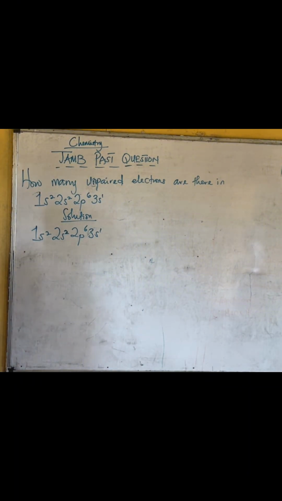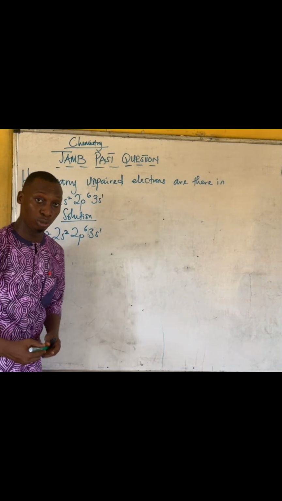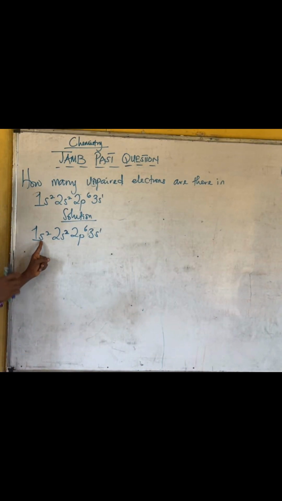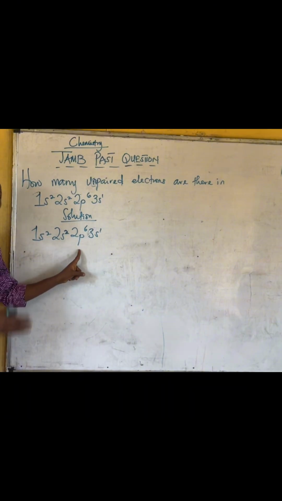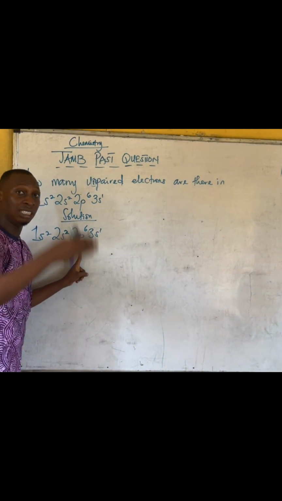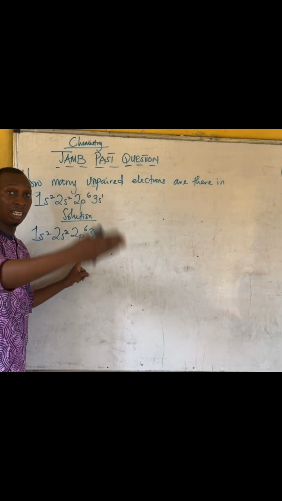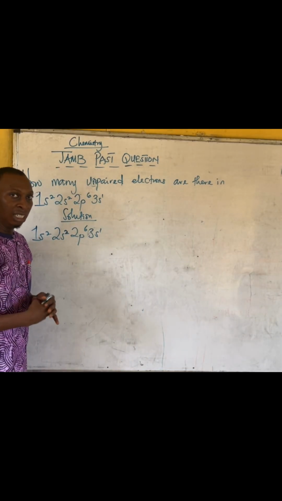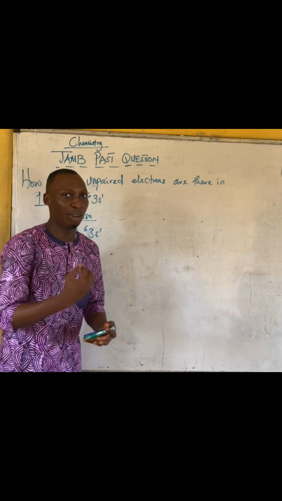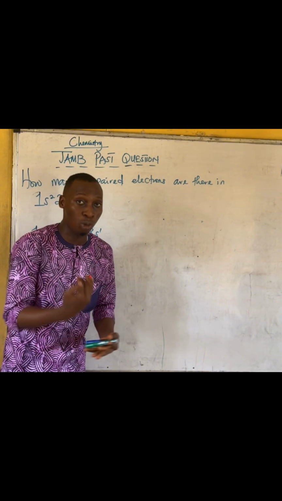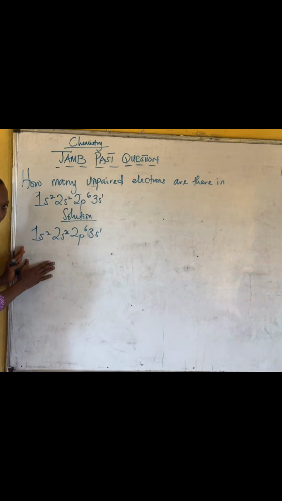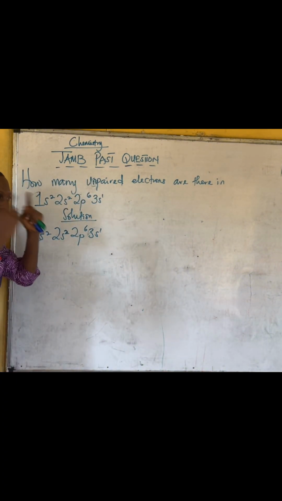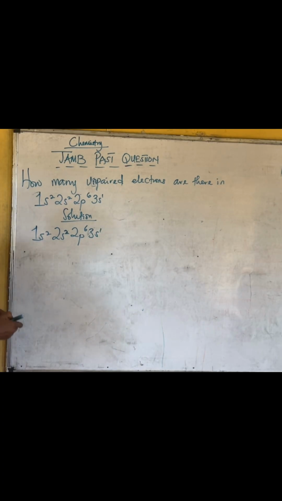Now don't forget I told you, the s orbital can take a maximum of 2, p can take a maximum of 6, d can take a maximum of 10, f can take a maximum of 14. Now don't forget, JAM questions are always timed. You need to be time conscious, and that is why in solving a problem like this, the tricks are what you need. There's a simple trick to getting the answer. I'm going to teach you 2 tricks. Pick which one works for you.